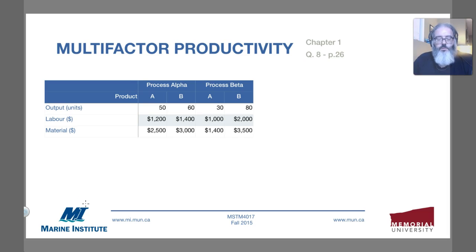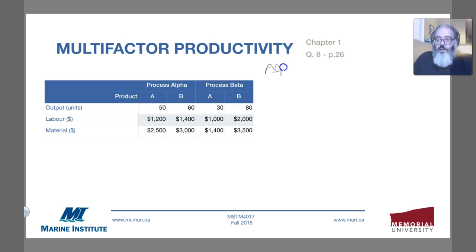Okay, what we have to do is a little example here on multi-factor productivity. It's from chapter 1, question 8 in the problem section of the book on page 26. We have to calculate the labor and multi-factor productivity for two processes which produce two components, A and B. So first we'll do process alpha.